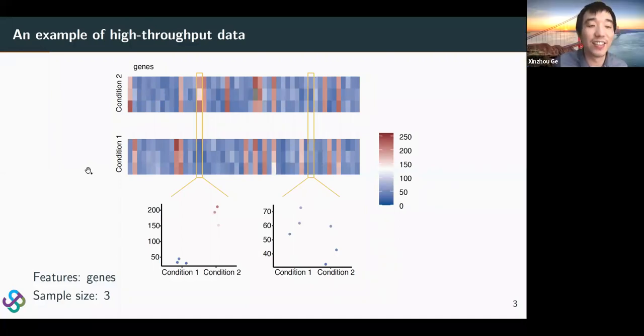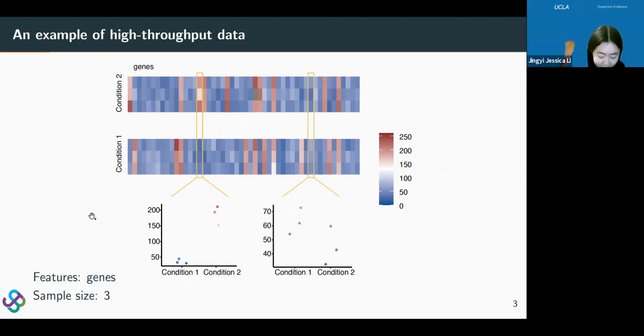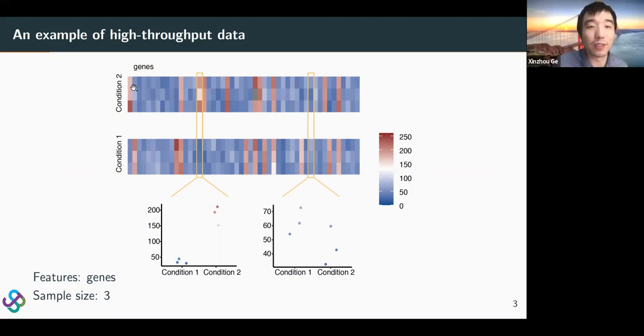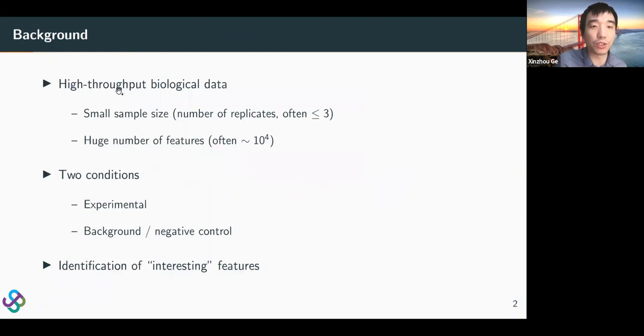Okay. Yeah. So here we can see that if we call each gene a feature, then we have a large number of features, but a small number of samples for each condition. Here we have only 3 samples for each of the 2 conditions, but we have a very large number of features. This large number of features is what high throughput means. So high throughput means a very huge number of features.